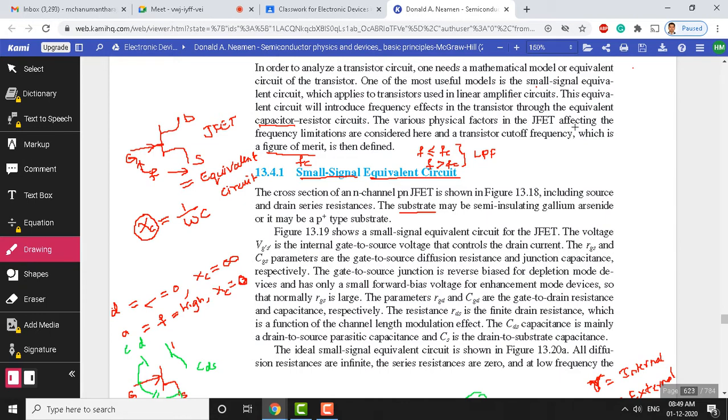There are various physical factors which affect the frequency limitations, as I was telling you. The cutoff frequency, which matters a lot for us, is called a figure of merit. If you know the cutoff frequency, you can operate in the safe range. It's a range. If you understand this cutoff frequency range, till what frequency the device operates very well, beyond that you will stop operating, and within that range itself you will operate the device, and you can gain maximum advantage by operating within the cutoff frequency.